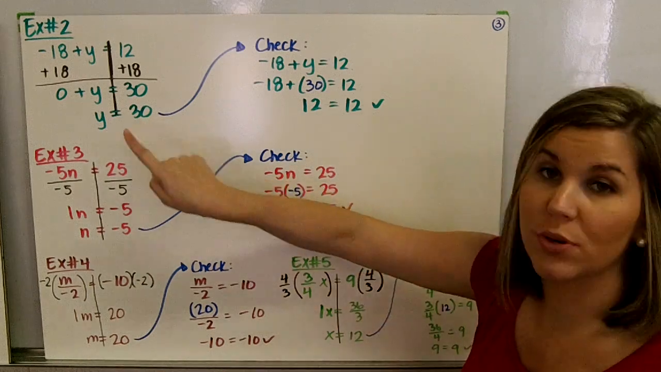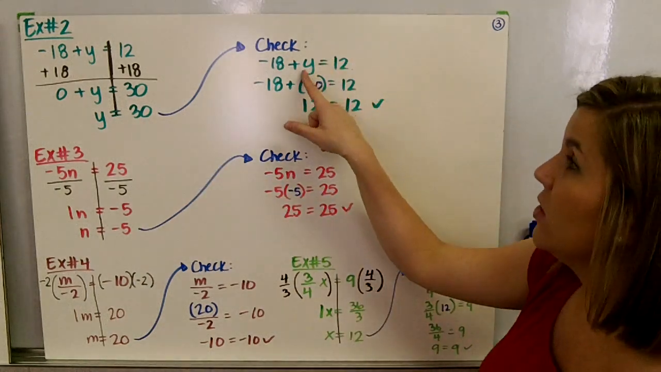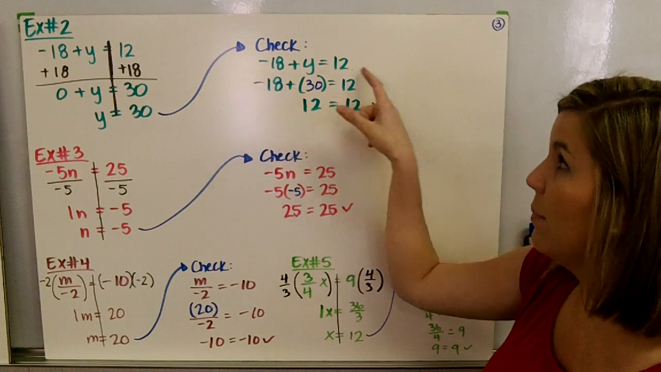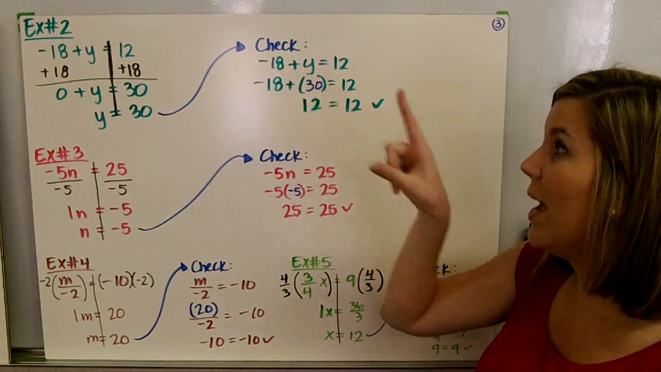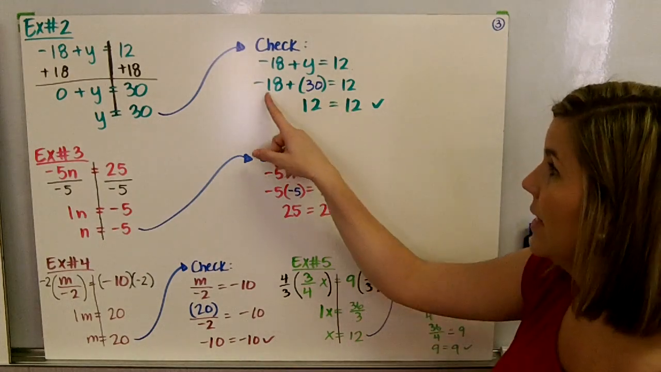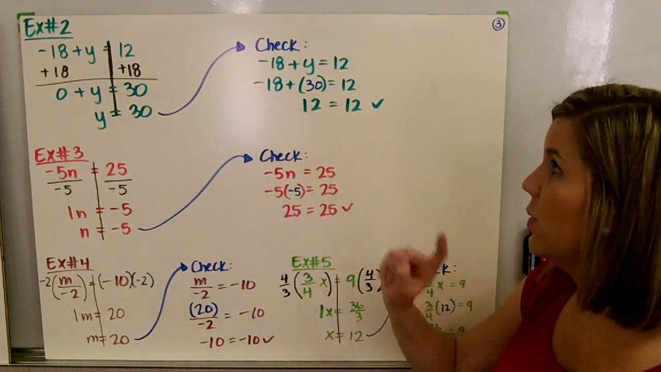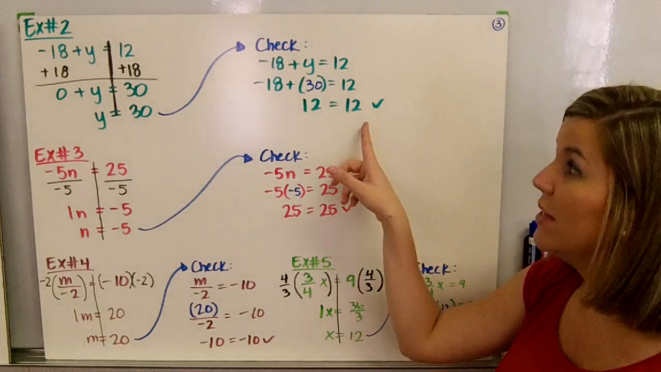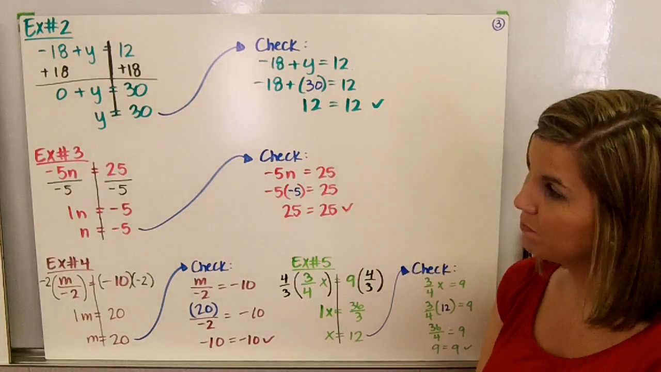Now check to make sure 30 is correct. Plug it in to the original equation. So I've copied the original equation. Take y out and plug in 30 inside parentheses. Negative 18 plus 30 is 12. 12 is equal to 12, so this answer is correct.